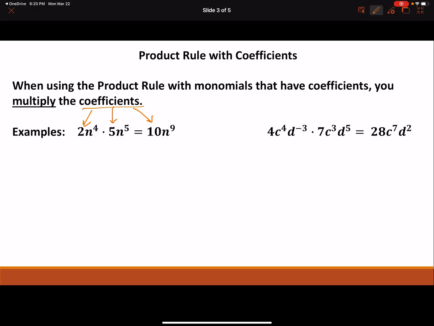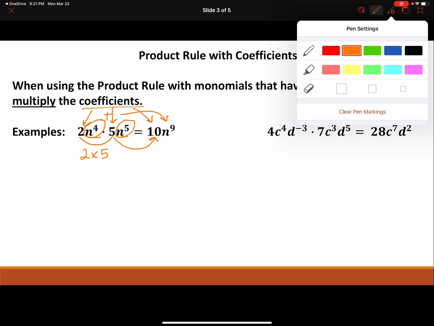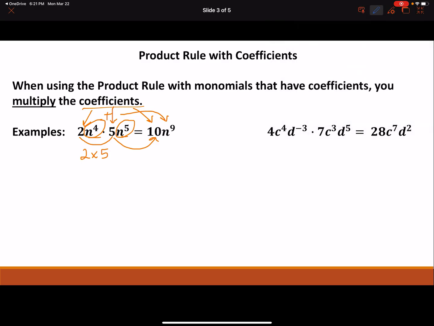So here are my monomials, 2n to the 4th times 5n to the 5th. I'm going to simply take that 2 and that 5, multiply them, and get 10. Then I'm going to take my exponents that have the same base, and add those, and that's going to give me n to the 9th.